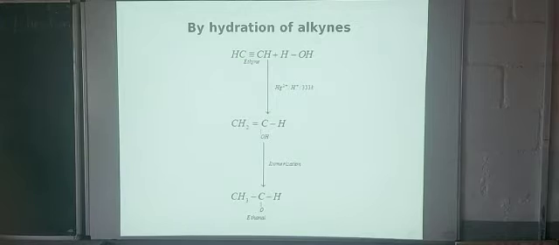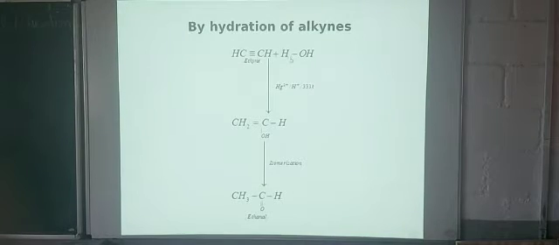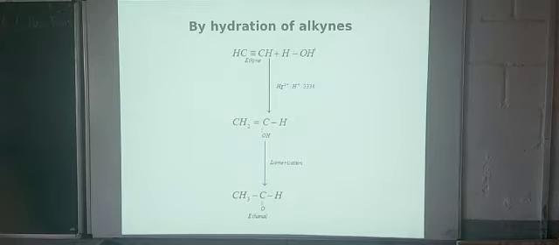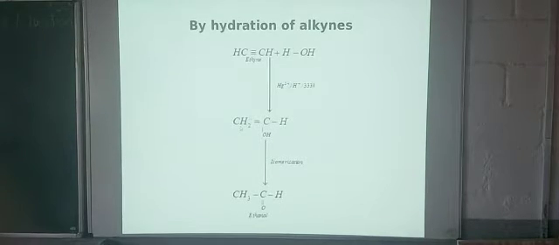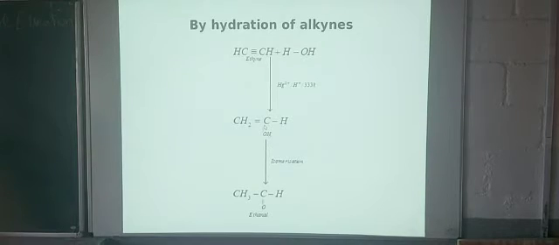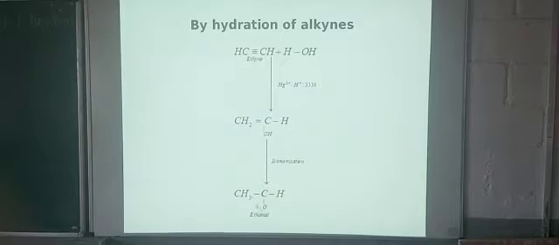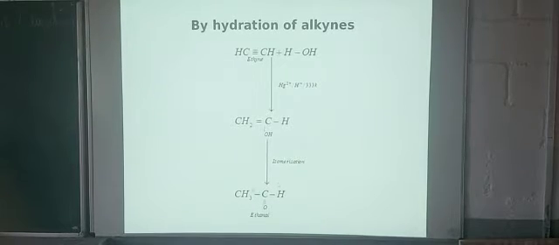Next, by the hydration of alkynes. Alkynes mean triple bond, 1 sigma and 2 pi. So CH triple bond CH on hydration, that is H2O, where H is the hydronium ion, which is acidic, and OH is the hydroxyl ion, in the presence of mercuric salt, it converts into the enol, and this enol further on isomerization converts into ethanal, that is CH3CHO, the aldehyde group.